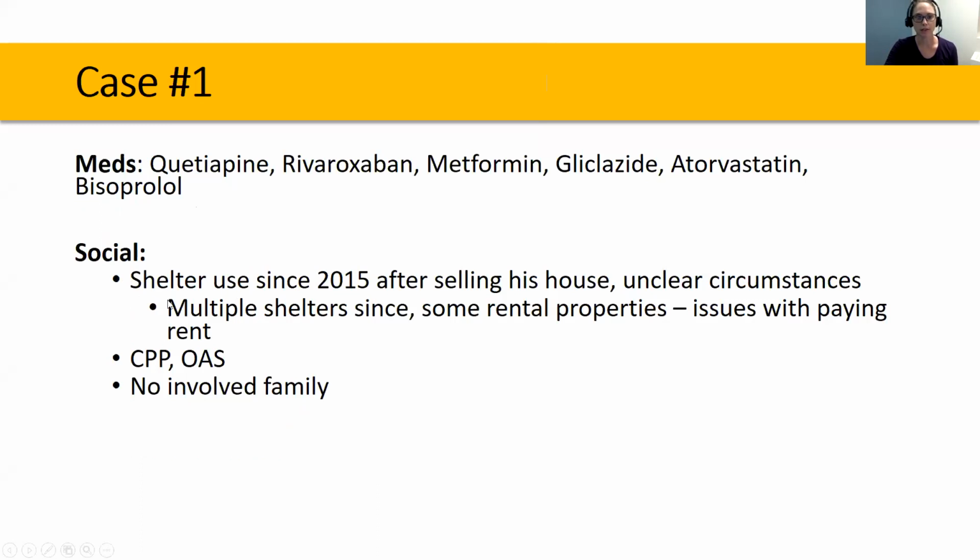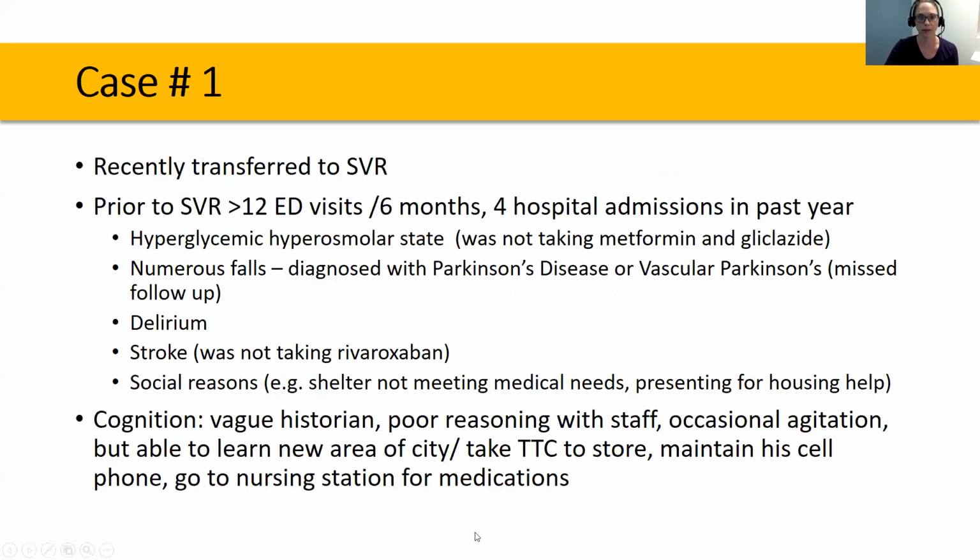And from the chart, in terms of his shelter use, he's been in the shelter since 2015 after selling his house under unclear circumstances. And on sifting through notes on Connecting Ontario, you note that he's been in multiple shelters since, some rental properties. From some of the LIN notes, there have been issues with him paying rent. His income is CPP and OAS, and there's no involved family. And this client was recently transferred to Scarborough Village Residence.